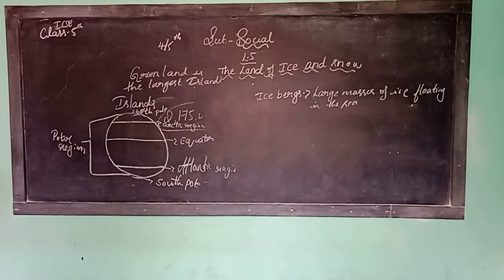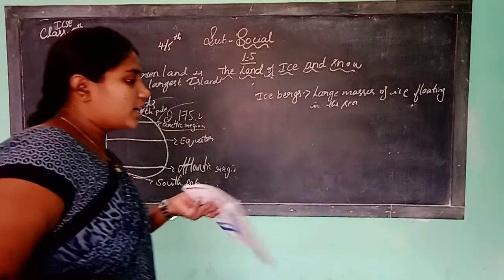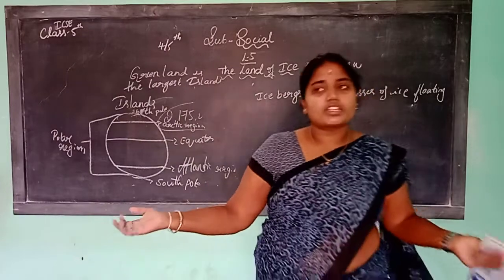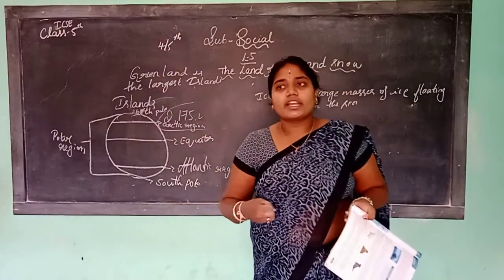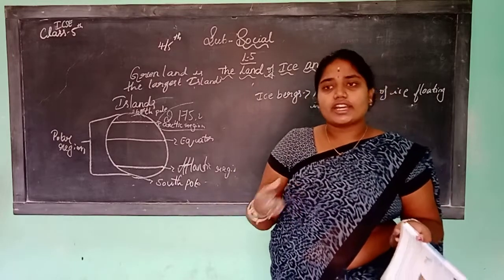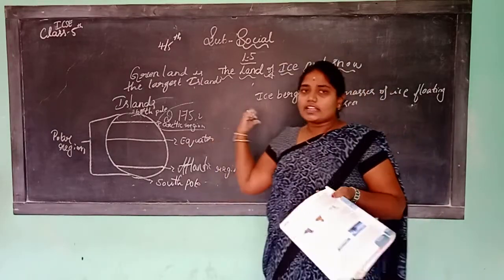How big is an iceberg? The iceberg will be many kilometers long, and it will weigh millions of tons.